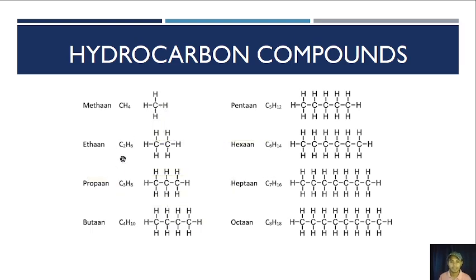Ethane, C2H6. Propane is C3H8. Butane, pentane, hexane, heptane, and octane. By the name itself, pentane is 5, hexane 6, heptane 7, octane is 8, so 8 carbons.